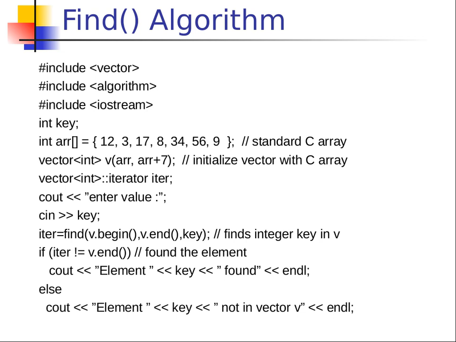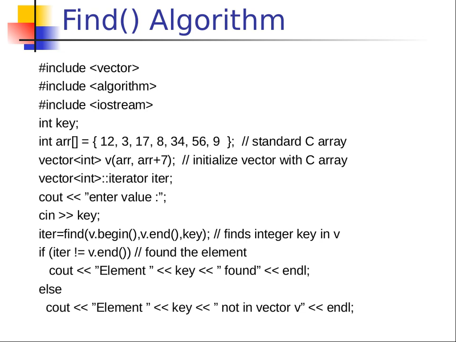So let's see. Create an array, this time it has 7 elements. Then they ask for a value from the user. Then notice that find is going to return an iterator pointing to where that key is. If you look it up, I believe it finds the first one, but I could be wrong. And then it's going to print out whether it's been found or not found.